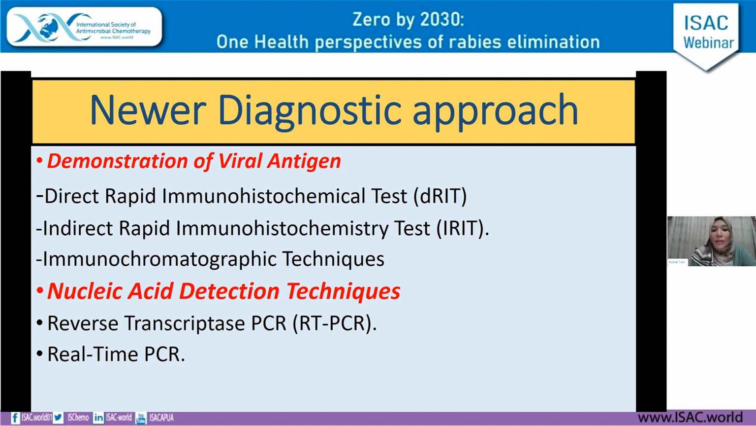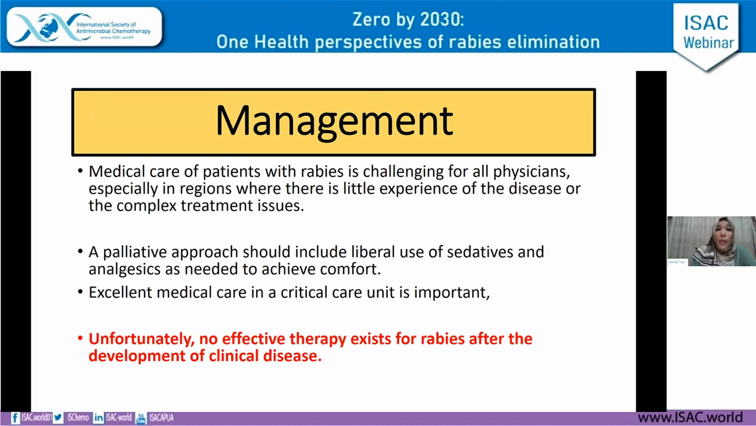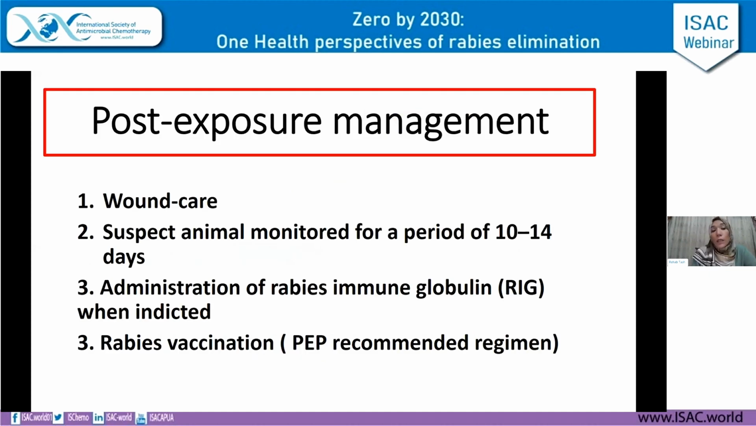And of course, nucleic acid detection techniques have the upper hand in genotyping, sequencing, surveillance, and epidemiological studies, more than the regular diagnosis of cases. Management, unfortunately: no effective therapy exists. Literature has many trials which may succeed once and fail tens of times. Just excellent medical care in the ICU is important, and the basics.